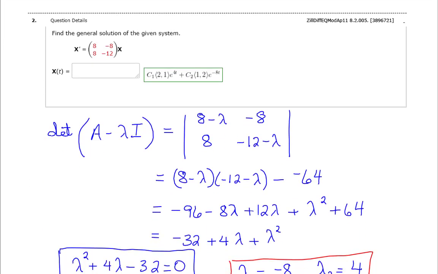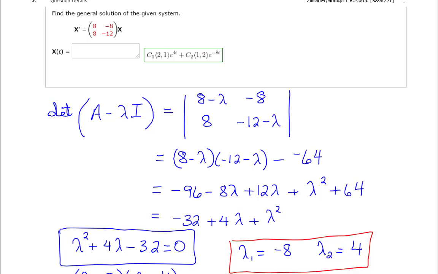Alright, so in question 2, we repeat the same process trying to solve this particular system. So I form the determinant of A minus lambda I. Alright, and so it's just 8 minus lambda, minus 12 minus lambda, and 8 and minus 8. Multiplying down the diagonals, I get 8 times minus 12, I get 8 times a minus lambda. I've got a minus lambda times a minus 12 and a lambda squared.